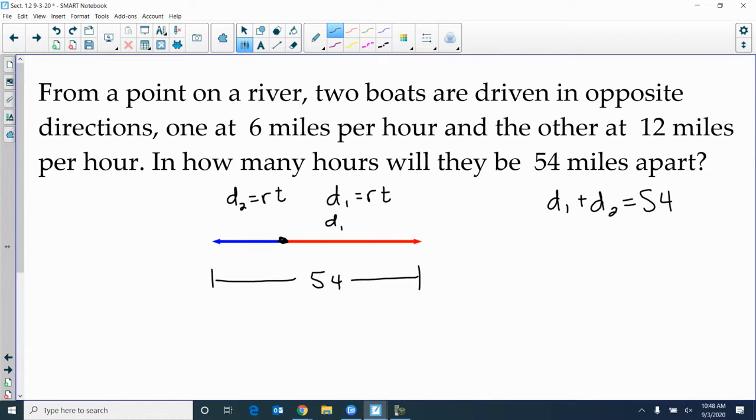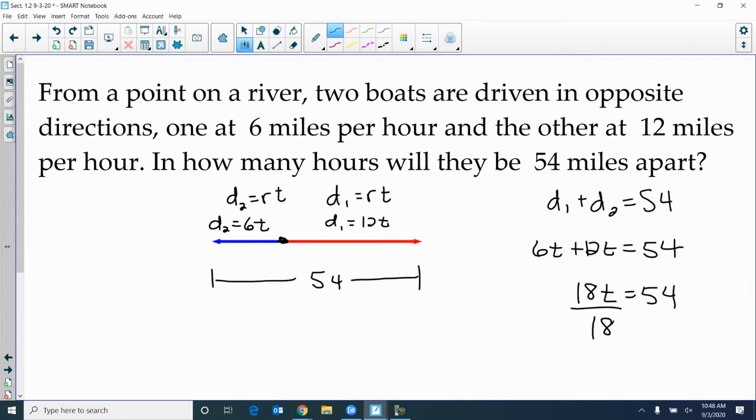Well, the first distance is, what's the rate? The rate is 12. The second one is not going as fast. It is 6. So you get 12T plus 6T. And now I'm going to put those in here. Equals 54. 18T equals 54, divided by 18. T equals 3. 3 hours.